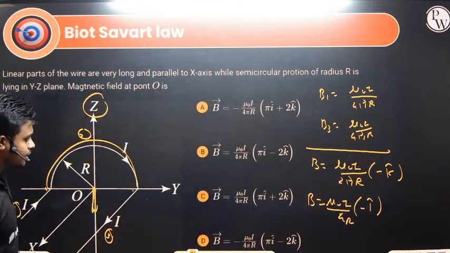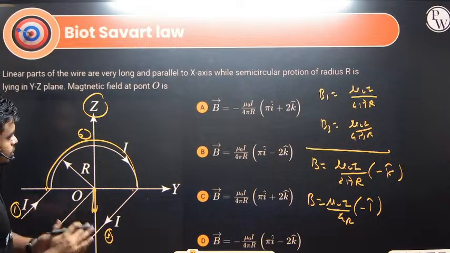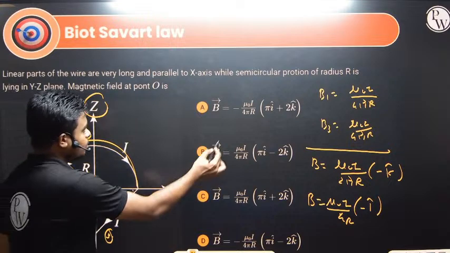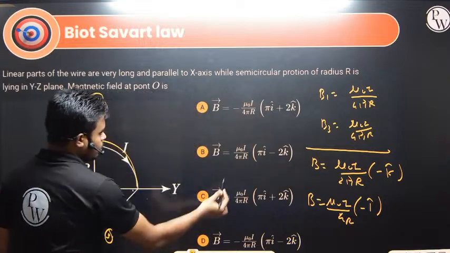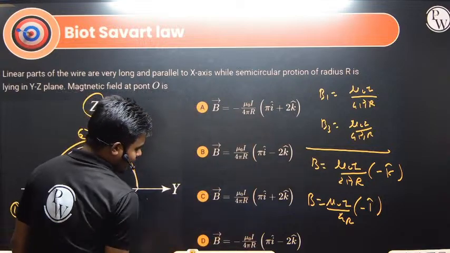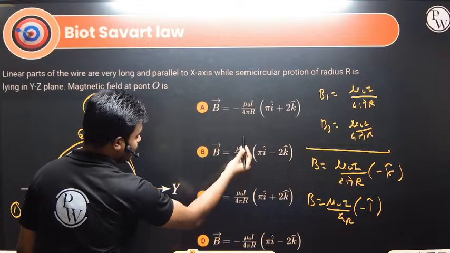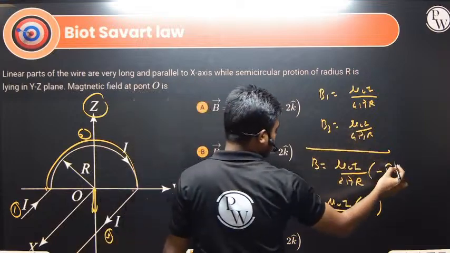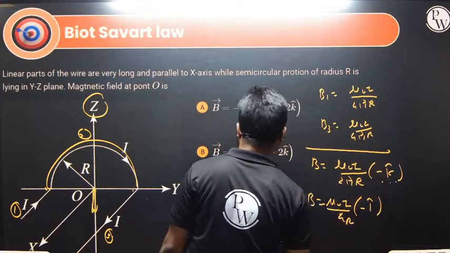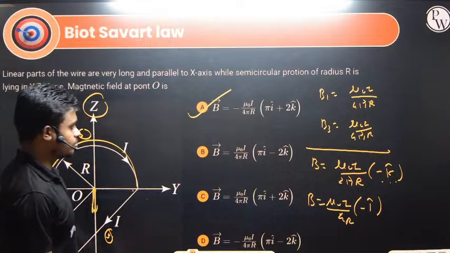So that's it. Let's check which will be the correct answer over here. If I take the minus common, this side: mu naught I by 4 pi r, pi i cap plus 2 k cap. This one. So this i cap should be negative, and here also 1 and here also 1, you have to check it. And this j cap should be positive. So this total should also be negative. Both are negative. Answer is option.